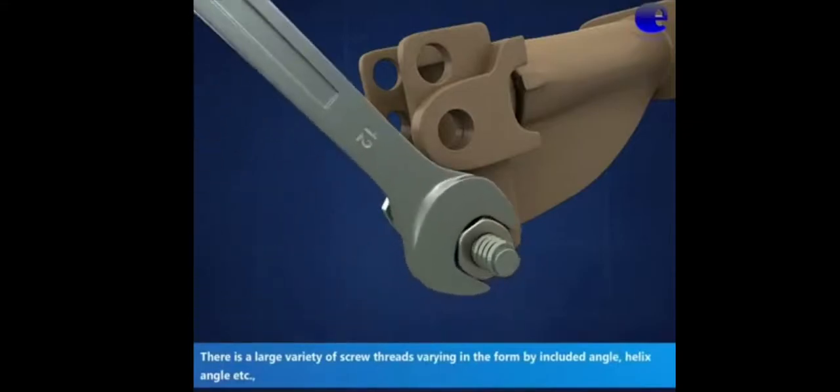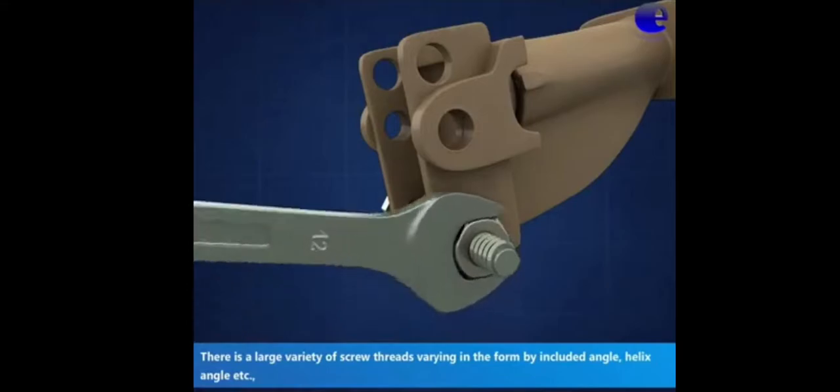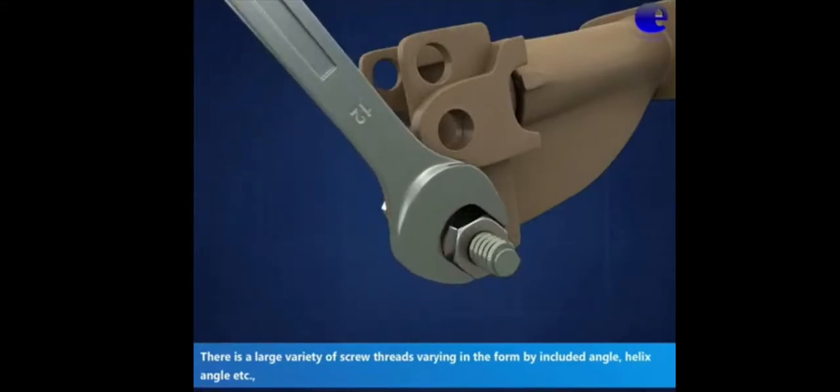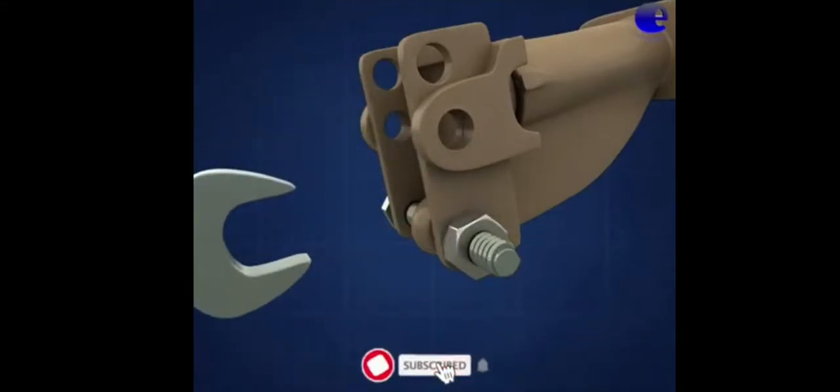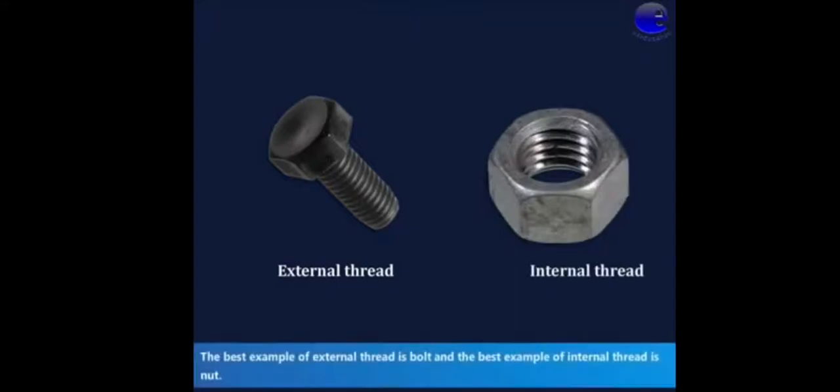There is a large variety of screw threads varying in the form by included angle, helix angle, etc. The screw threads are mainly classified into external thread and internal thread. The best example of external thread is bolt, and the best example of internal thread is nut.